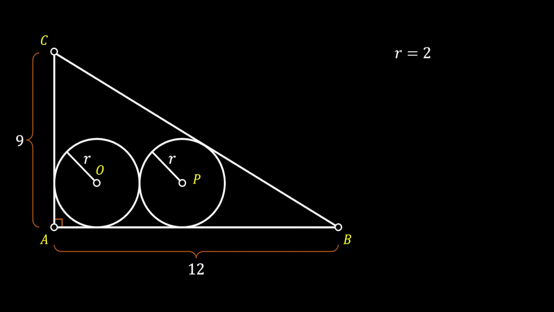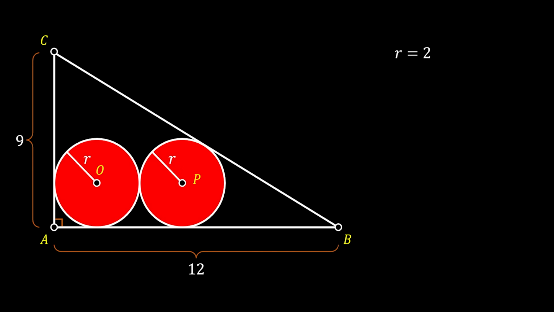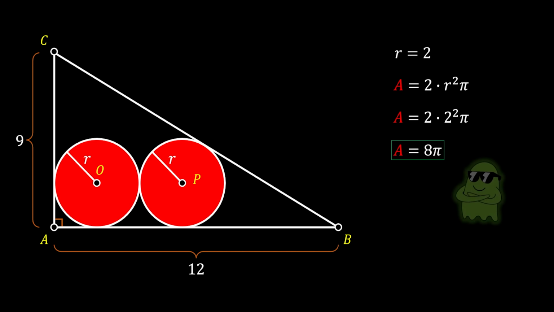Now it's pretty easy to find the combined area of these two circles, since this area is equal to 2 times the area of one circle, r squared pi. We can substitute the value of r and get the following, and from here we will get that the combined area of our two congruent circles is equal to 8 pi squared units, and this is our solution.